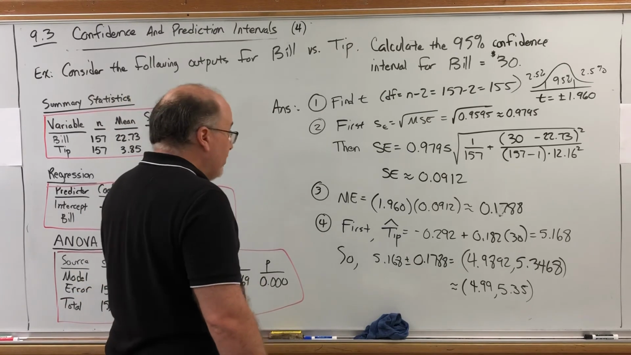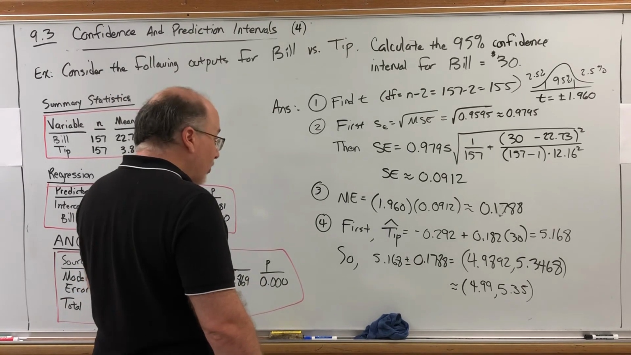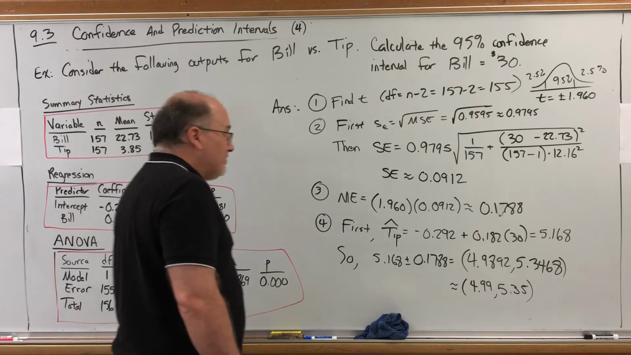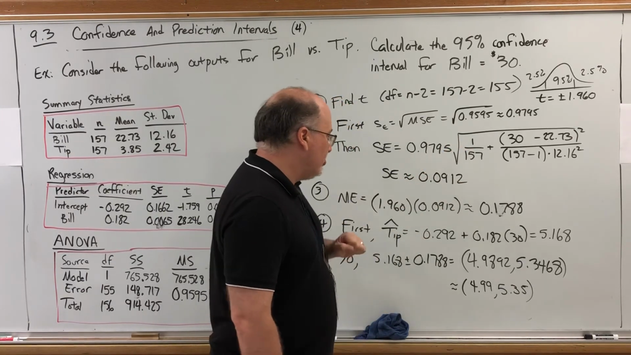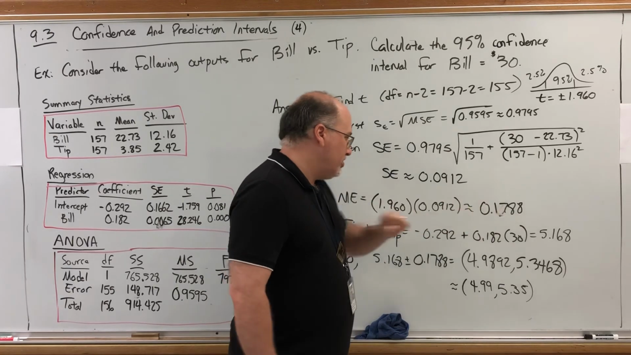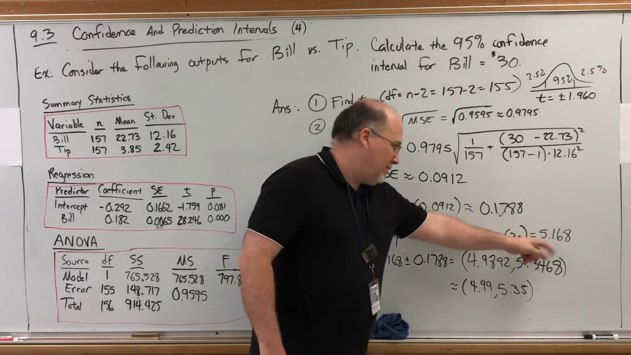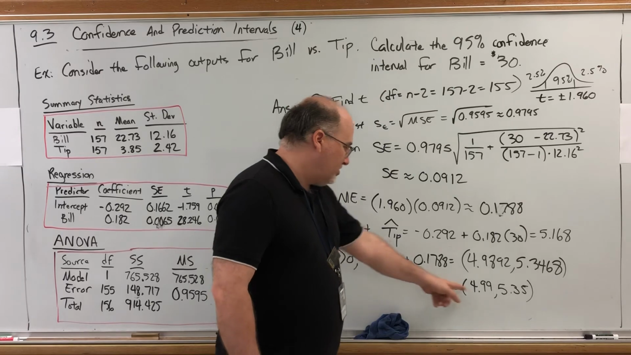In the next video, we'll calculate the prediction interval. But remember, the only difference we have to make is here. We have to stick a 1 plus in there. So that will change the standard error, which will change the margin of error. It won't change this tip hat value, but it will change the final interval.